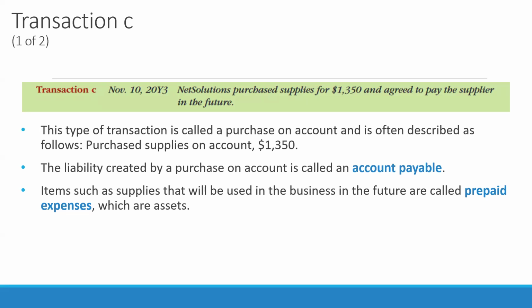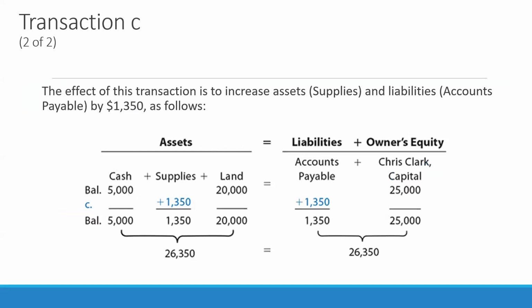So there's actually no cash involved in this transaction, because they haven't paid yet. That's what the on account means. So on account means that they're going to pay for it later, or that if it's a revenue transaction, they're going to get paid later. So it would be accounts payable would be the other account, and that's a liability.